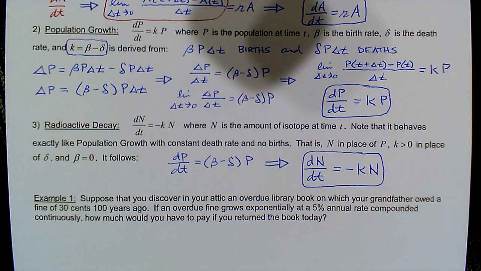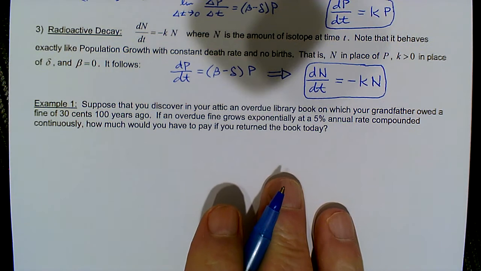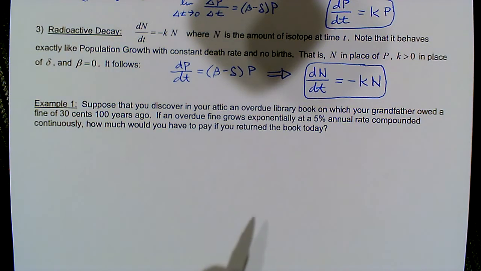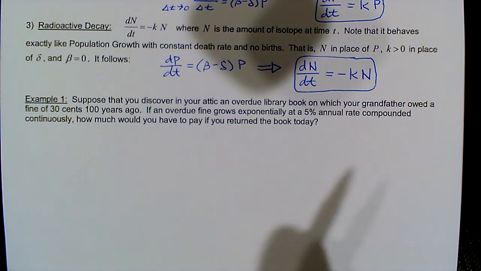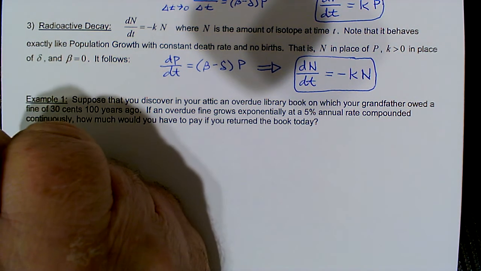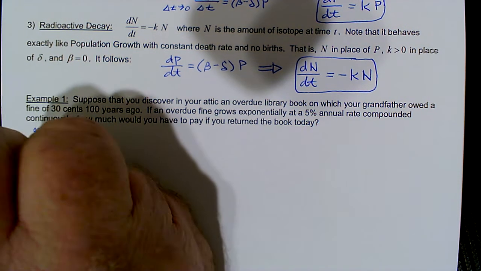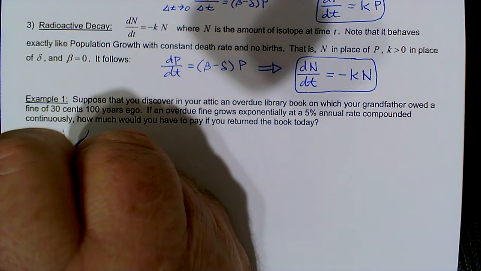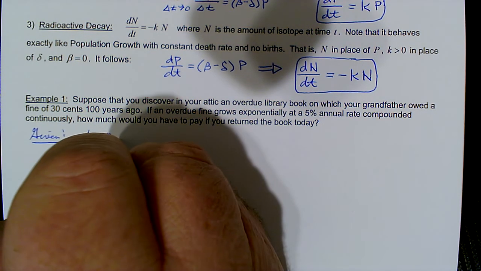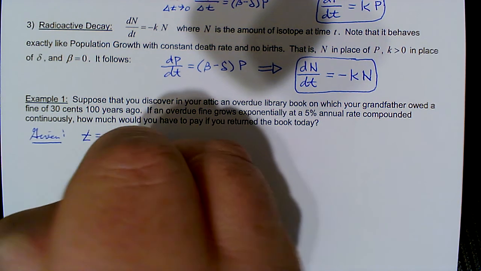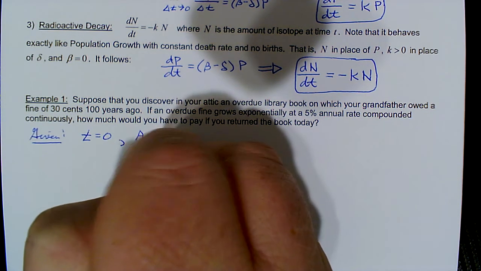Okay, so you don't need to worry about the derivations, but certainly nice to see them. And here's our first example. Suppose we discover in an attic an overdue book which our grandfather owed 30 cents 100 years ago. So basically we're given that at t equals 0, that is, we'll consider 100 years ago to be the initial condition, the amount that he owed was 30 cents.